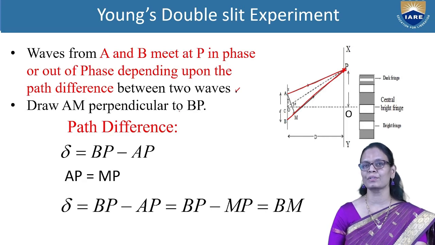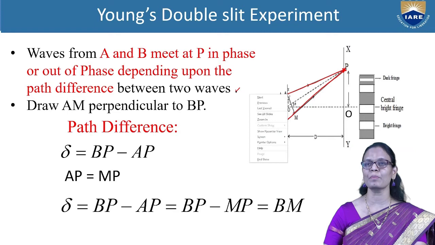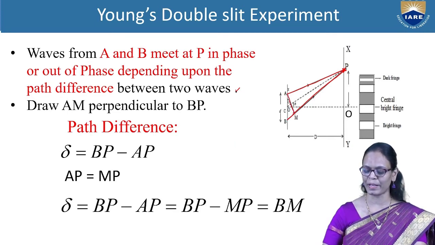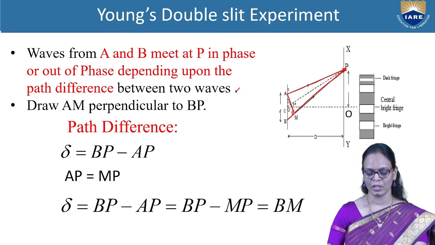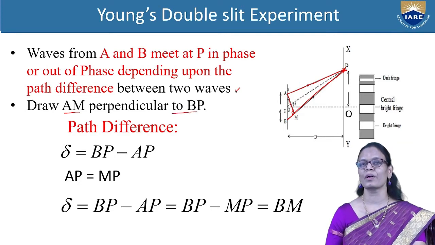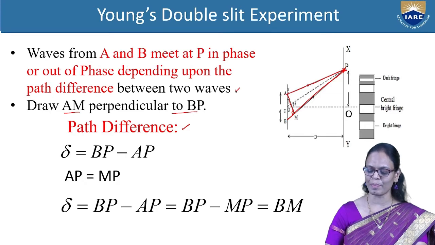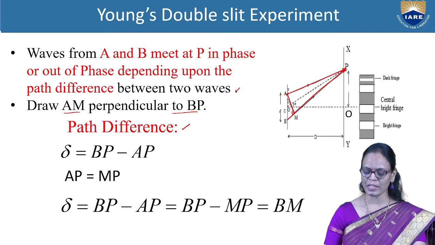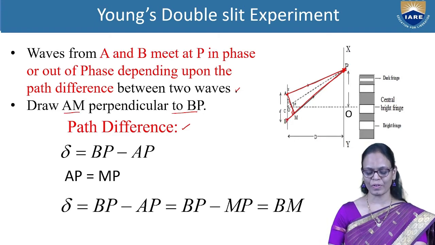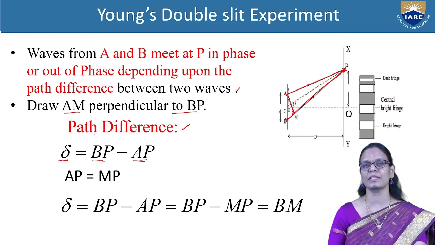Now draw AM perpendicular to BP. So we are going to drop a perpendicular from the point A onto BP. So this is a perpendicular. So this is 90 degrees. This is a right angle. We have dropped a perpendicular AM onto BP. And let us now calculate the path difference. Path difference here is the difference in the path traveled by the two waves. So what is the path traveled by the first wave? AP. What is the path traveled by the second wave? BP. So when we are talking about path difference, it is the difference in the path traveled by the two waves. So it is BP minus AP. BP from B, AP from A. These are the paths of the two waves. We are trying to find the path difference delta.